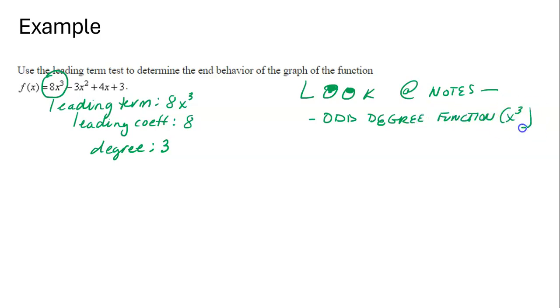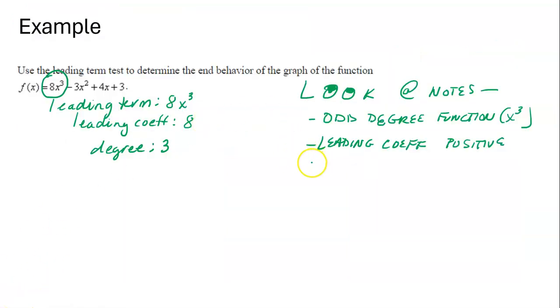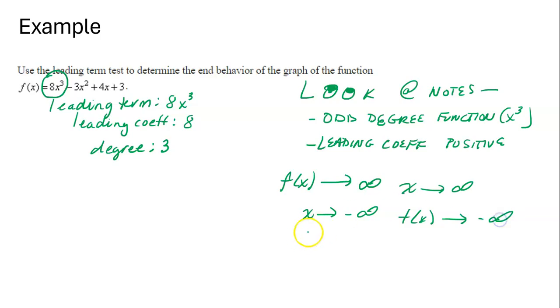Right, because we have x cubed and the leading coefficient is positive. So if I go back and look, it's an odd degree function, and the leading coefficient is positive, that's right here. So this is my end behavior right here. That's exactly what I'm going to look for or write over here. So as x goes to infinity, f of x goes to infinity. As x goes to negative infinity, f of x goes to negative infinity. It rises to the right and falls to the left.